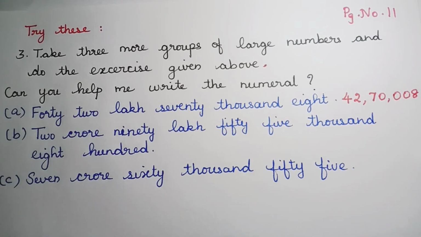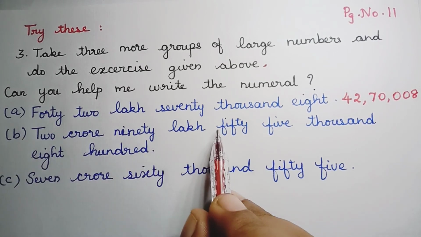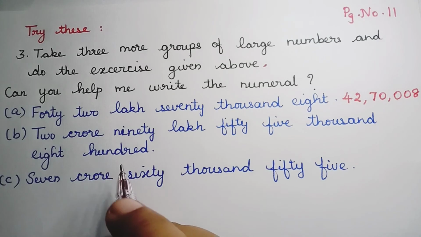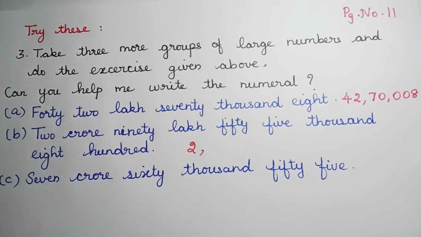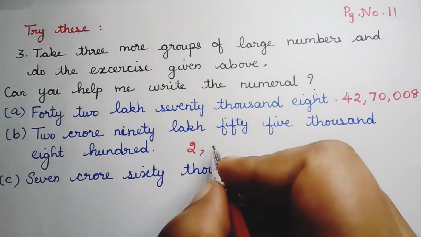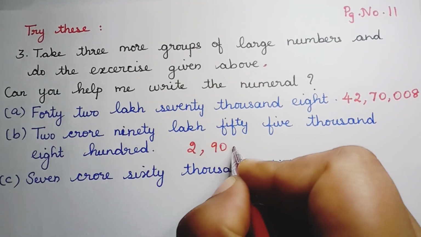Okay, 42 lakhs 70,008. Okay, so next question, 2 crore 90 lakhs 55,800. Okay, so 2 crores, you can put a comma. Then 90 lakhs, so you can write like 90 lakhs, you put a comma.